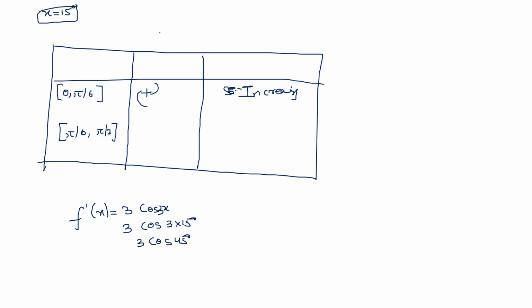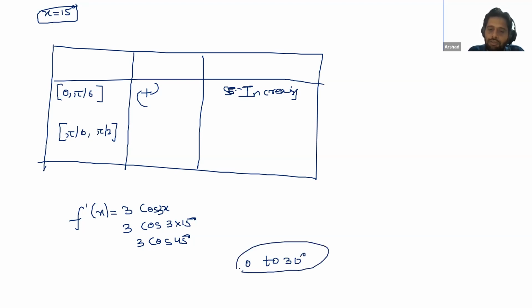Rifat, is it done? So how do we get that 15 degrees? Well, we have this interval, 0 to pi by 6, which means 0 to 30. So select an angle between 0 and 30 so that we can check whether f dash x is positive or not for that angle. We need a standard angle. We have selected 15 degrees because when 15 is multiplied by 3, we get 45, and we know the value of cos 45.